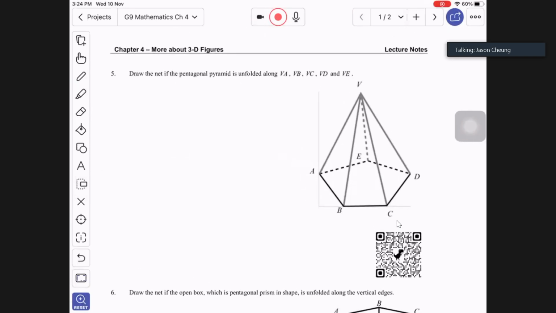Here for question 5, you can also see a QR code. Okay, so many QR codes here. So let me look at the QR code here. Let me see what happened. I really forgot.